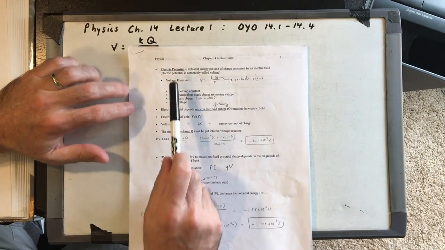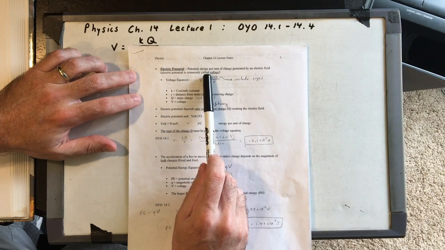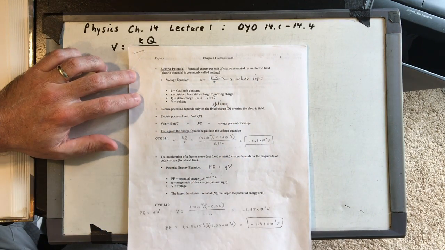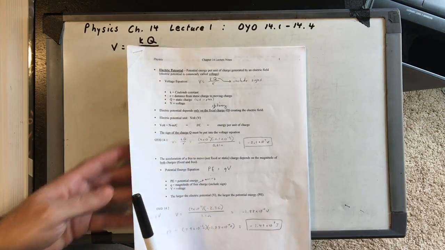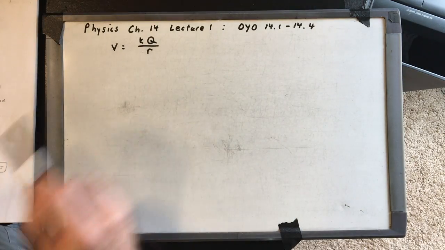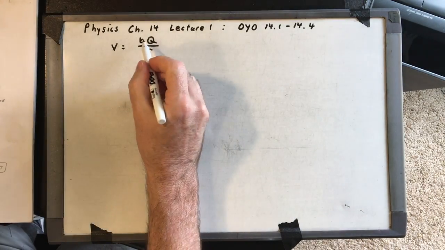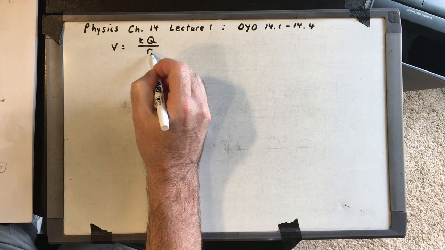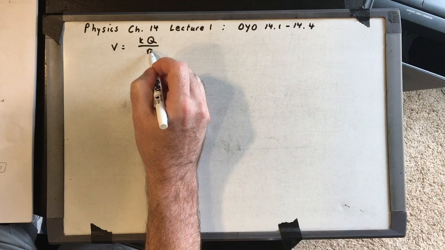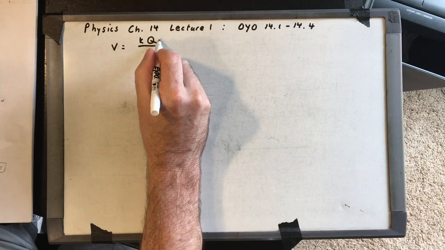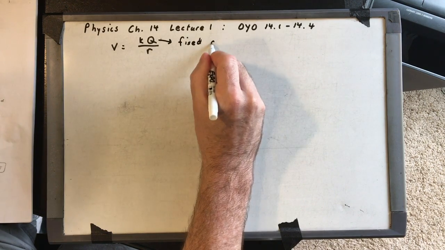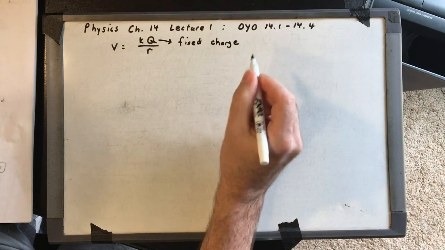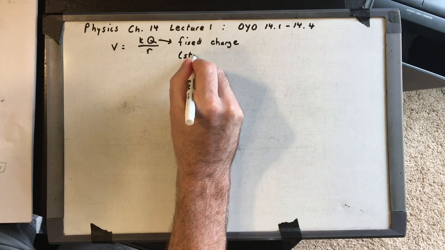So going through your notes, the first term is electric potential, which is potential energy per unit of charge generated by an electric field. Now the voltage equation is one you need to memorize. It is V is equal to KQ over R. We used K and R in chapter 13, R being the distance between charges. Q, though, big Q is the fixed charge. The problems in the book might say stationary.